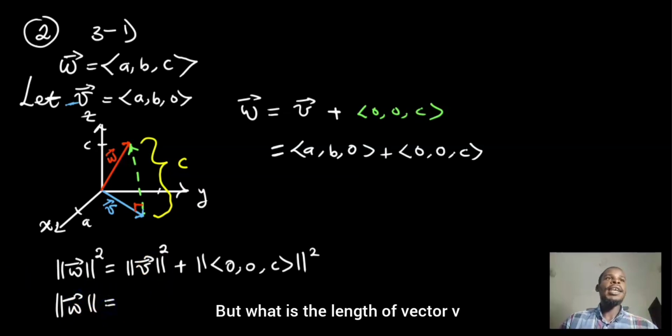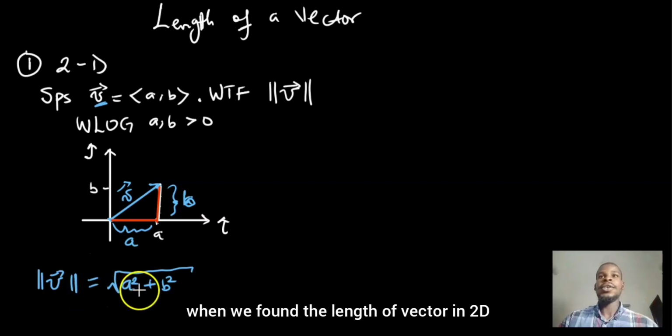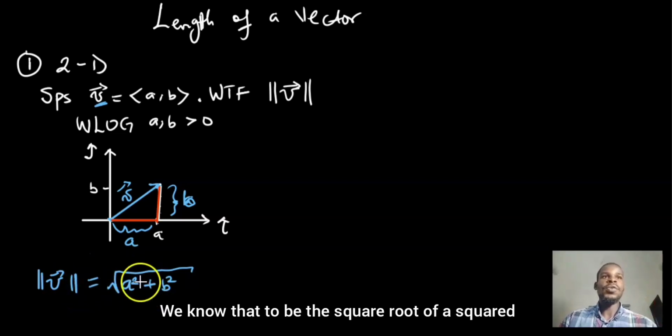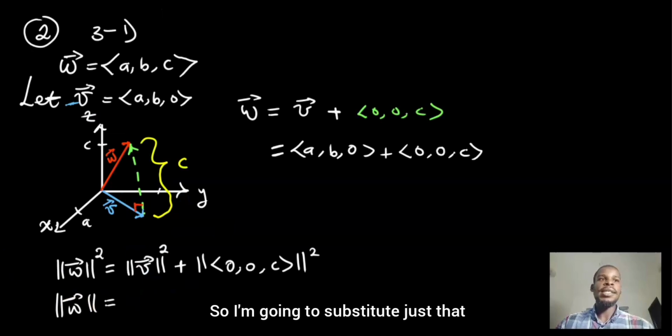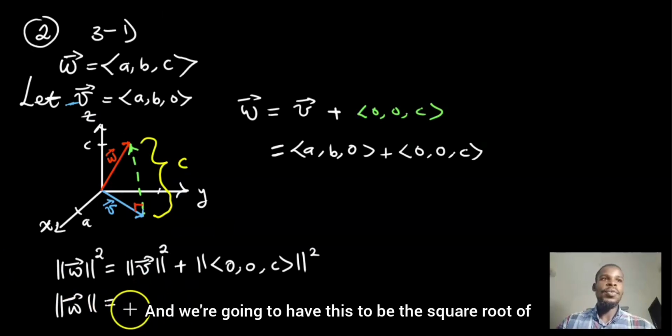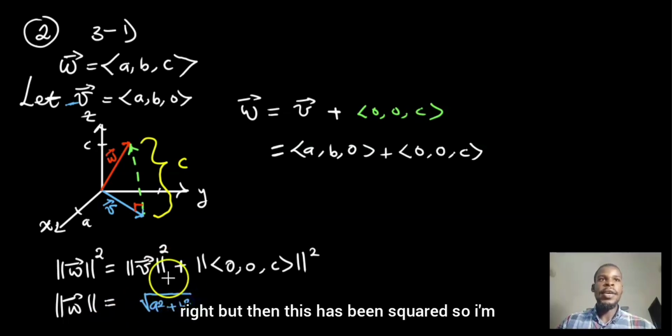But what is the length of vector V? We've done that earlier when we found the length of a vector in 2D. We know that to be the square root of A squared plus B squared. So I'm going to substitute just that. And we're going to have this to be the square root of A squared plus B squared. Alright? But then this has been squared. So I'm going to square it.